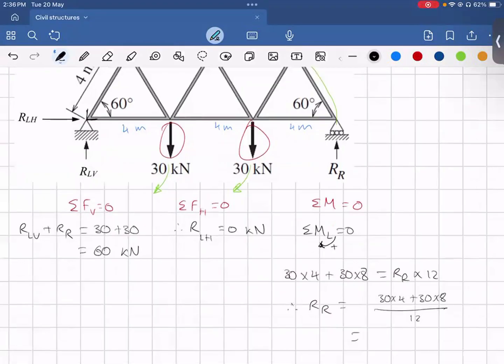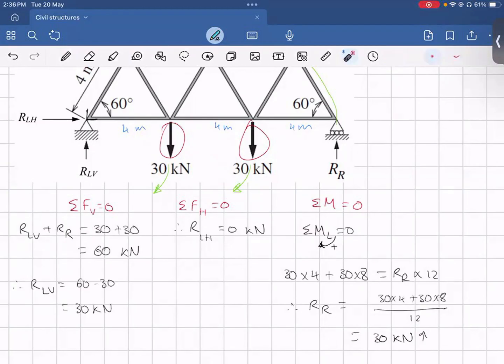Putting this into our calculator, we should just get RR as 30 kilonewtons acting up. Now we can substitute back, and we should get RLV is equal to 60 minus 30, which is also 30 kilonewtons. Now, this is the full proper method of how to determine the reaction forces in a truss.